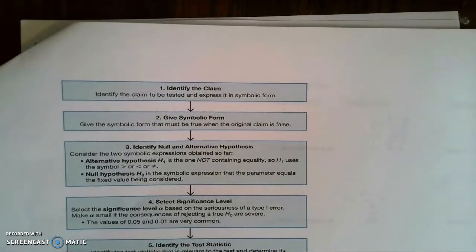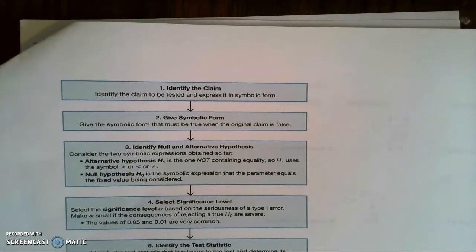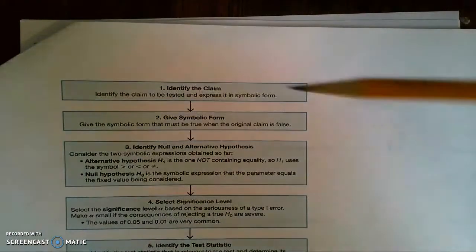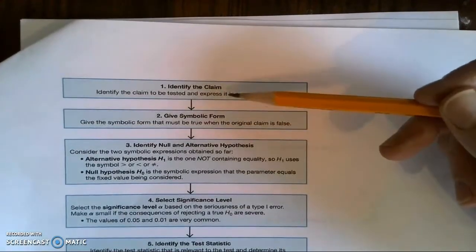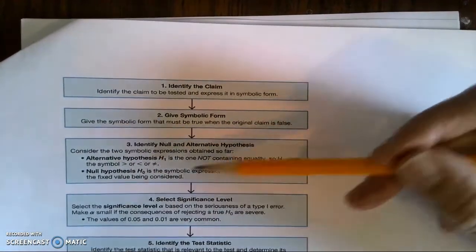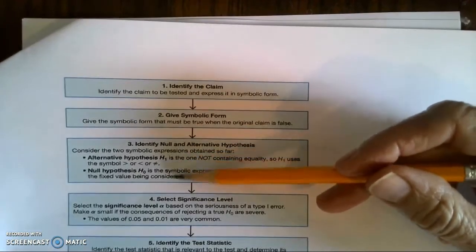Okay, so this is section 8.1. We're going to talk about the first three steps, and we're going to do the first two homework problems that you have on the handouts there. We're going to identify the claim, identify the opposite of the claim, and then from there we'll go over the null and the alternative hypothesis.